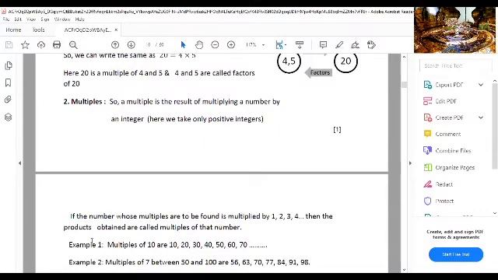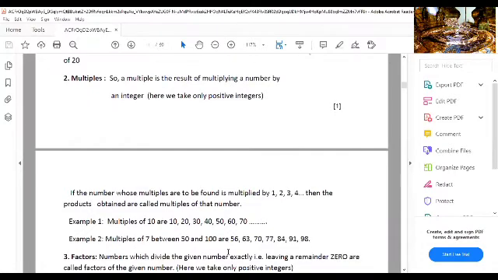Now observe example 1, multiples of 10. 10 into 1 is 10. 10 into 2 is 20. 10 into 3 is 30. 10 fours are 40. 10 fives are 50. 10 sixes are 60. 10 sevens are 70 and so on. So the multiples of 10 are 10, 20, 30, 40, 50, 60, 70 and so on.